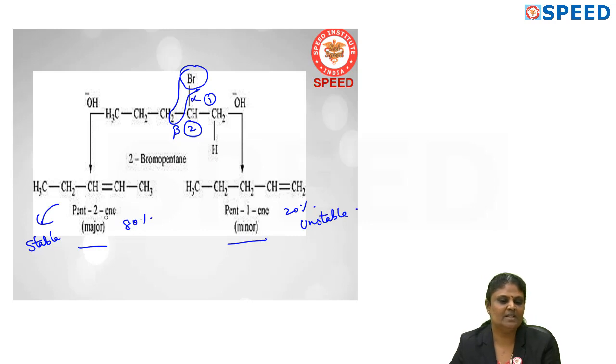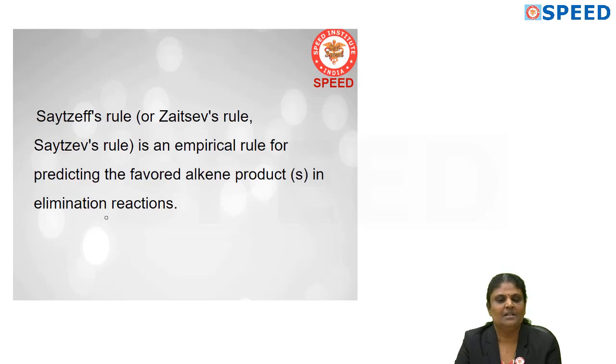So only this stable product is the major product. Okay, and the Zaitsev rule is an empirical rule for predicting the favored alkene product in elimination reactions. Mostly, the stable major product is determined by Zaitsev's rule. Okay, stable and major product.